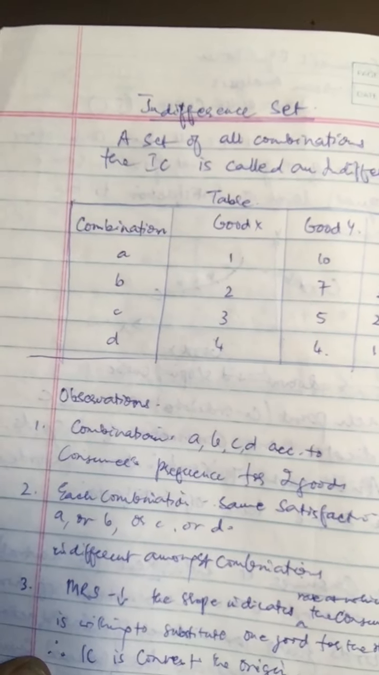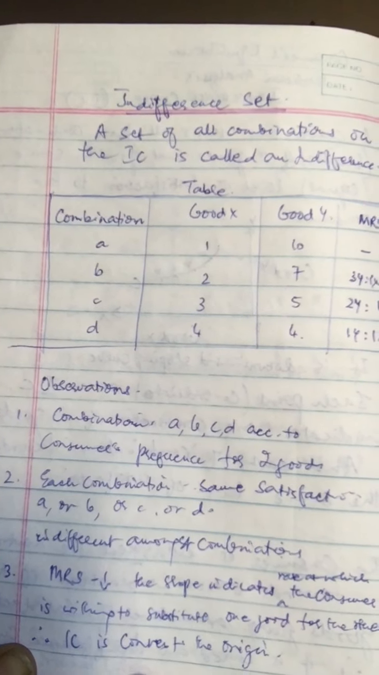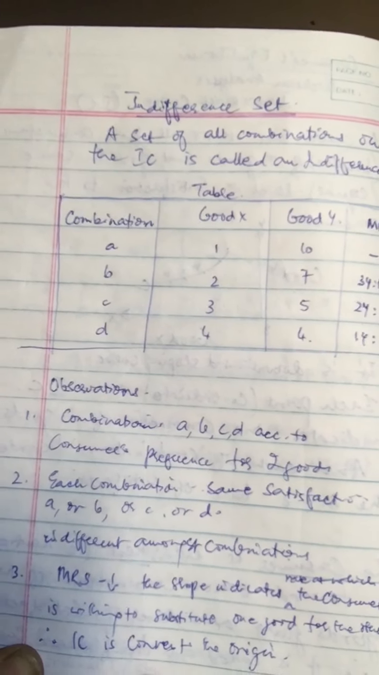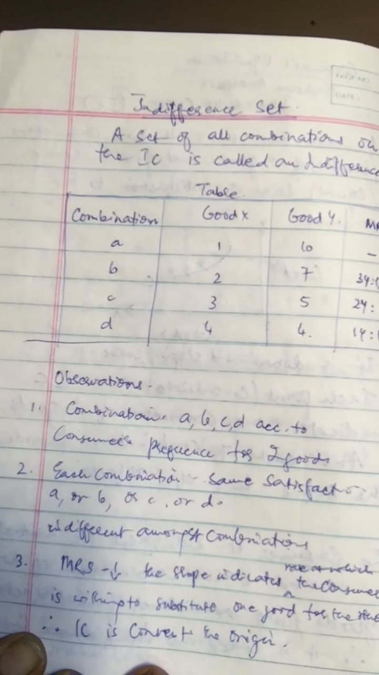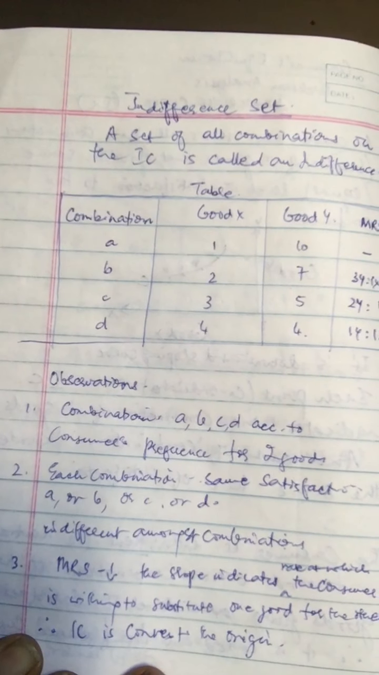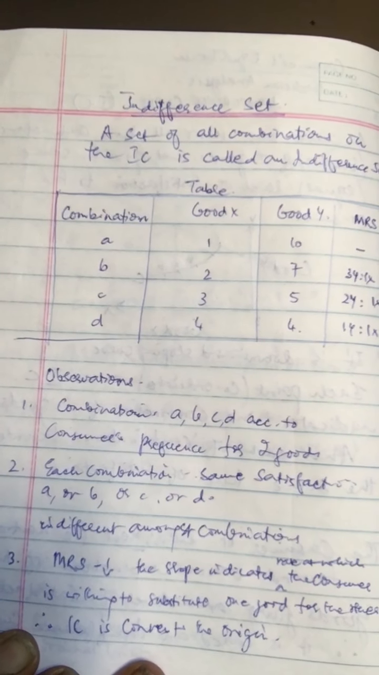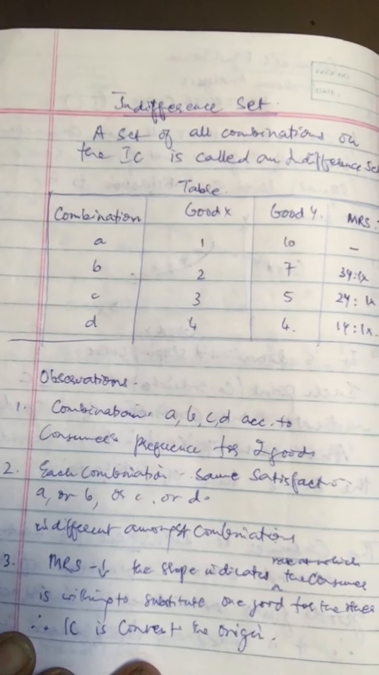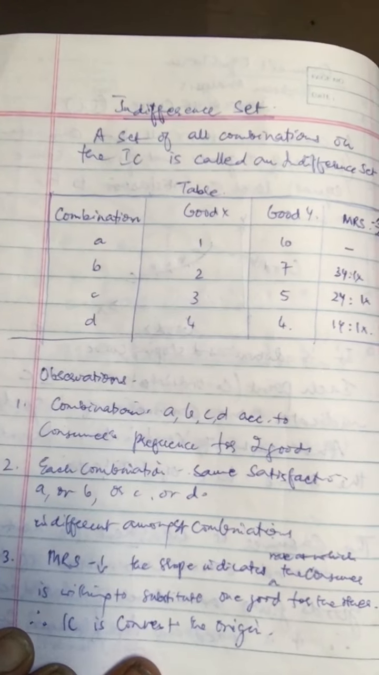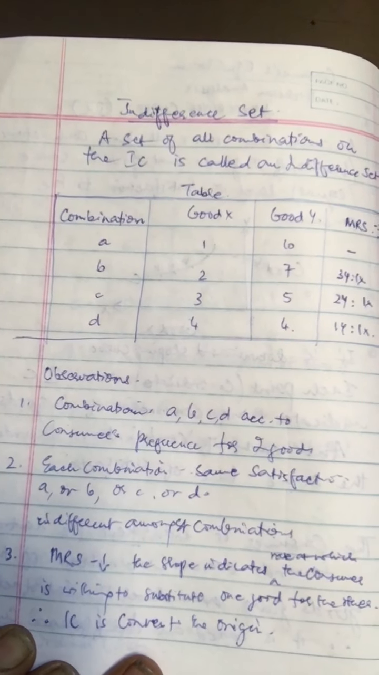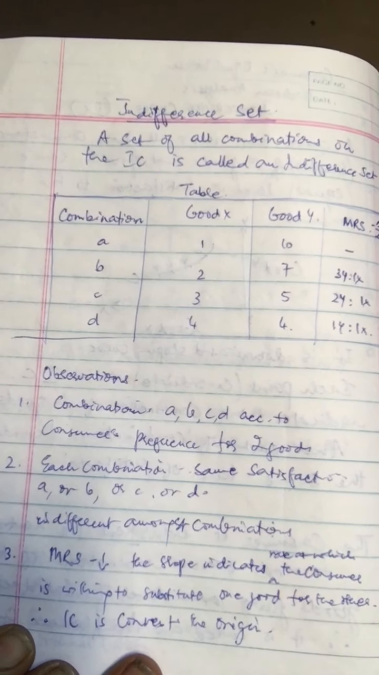Now look at the table. When he has 1 of good X, he has 10 of good Y. But now he wants to increase his good X. He wants to have 2 of those. So he has to sacrifice some of Y. He sacrifices 3Y for 1X. That is the ratio, change in Y upon change in X. Suppose that becomes his B combination, 2 and 7.